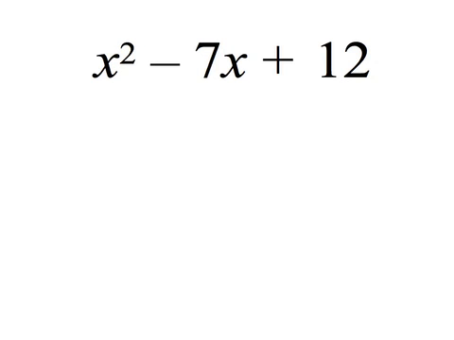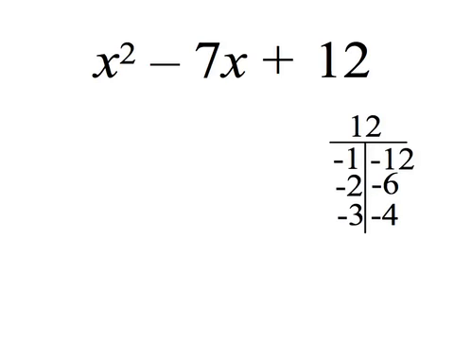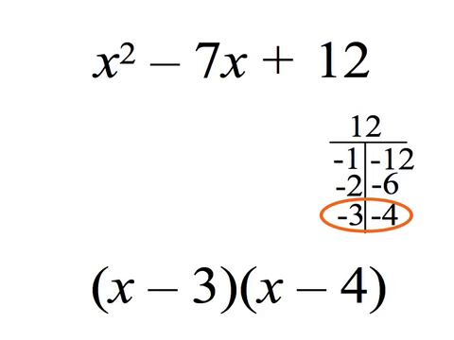Here's one where the middle term is being subtracted. But that's okay. Negative times negative makes positive. And in this case, positive 12. So all of our factors have become their opposites. And we're looking, of course, for the negative 3 and the negative 4 because they make positive 12 when multiplied and negative 7 when added. So there's our two binomials that multiplied together to make the trinomial at the top. The binomial x take away 3 times the binomial x take away 4.